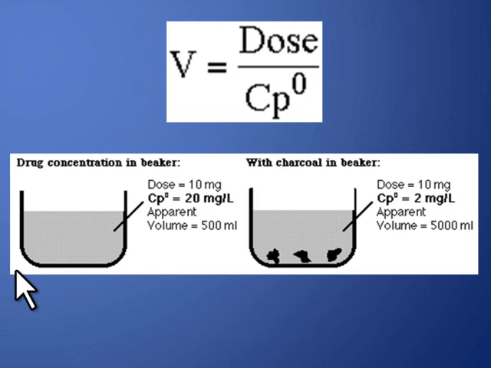If the same system has some charcoal in it, the concentration of the substance in the solution is only 2 milligrams per liter, so the calculated volume of distribution would be 5,000 milliliters. This indicates that some of the xenobiotic is no longer dispersed in the body fluids, so we cannot measure it, which results in a small denominator and a large apparent volume of distribution value in the formula.